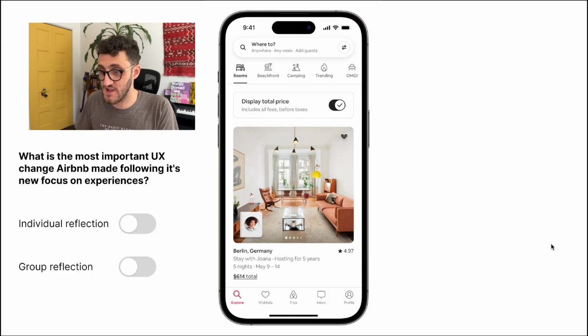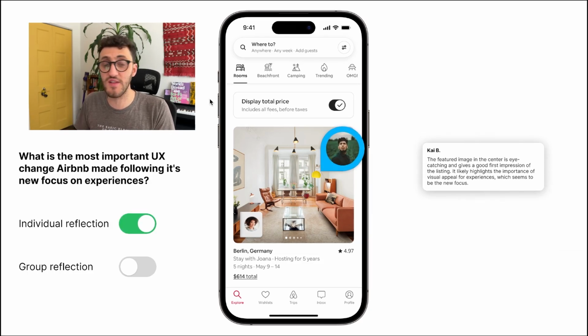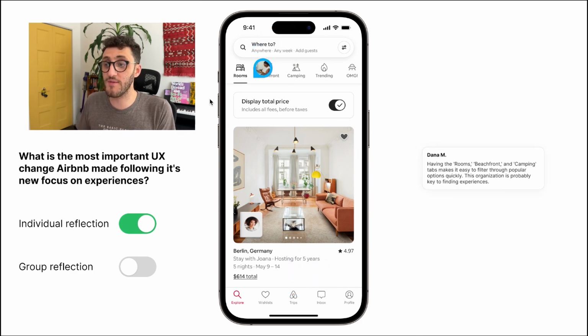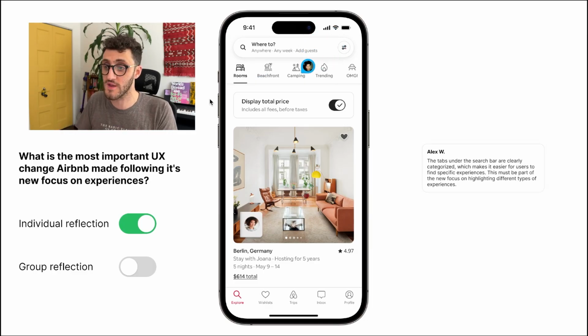Now, in my class, which is a design class, a UX design class specifically, we tend to talk a lot about applications. And so for this specific exercise, I want to help students develop their ability to understand what's important. So the question here is, what is the most important UX change Airbnb made following its new focus on experiences? Now, the interface will look something like the comments in Figma or a Miro whiteboard. I can turn on the individual reflection, and then students can start coming in and leaving their comments on the board. Except unlike a traditional Figma or Miro board, the comments are hidden to just the students themselves.